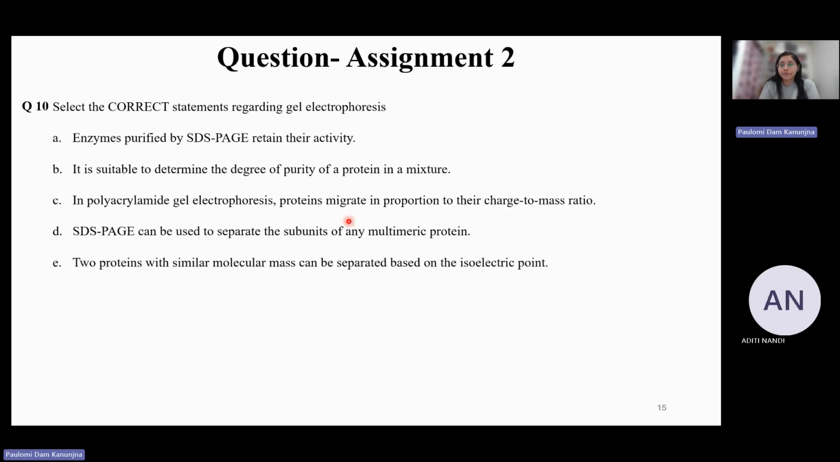Okay, next one. Again, let's do it quickly. These are basic questions about gel electrophoresis, and what you are to do is look into the correct answers.